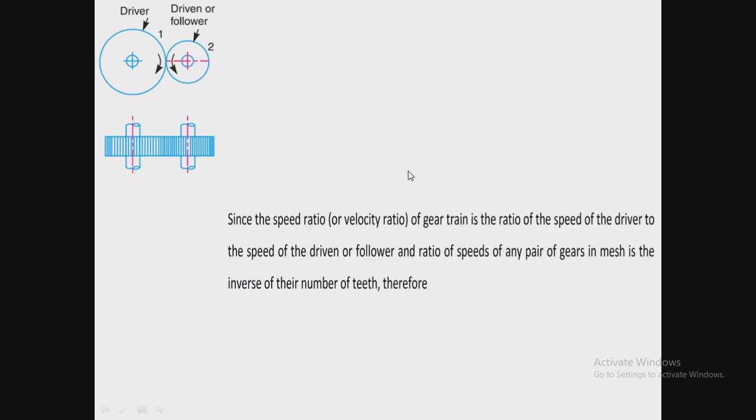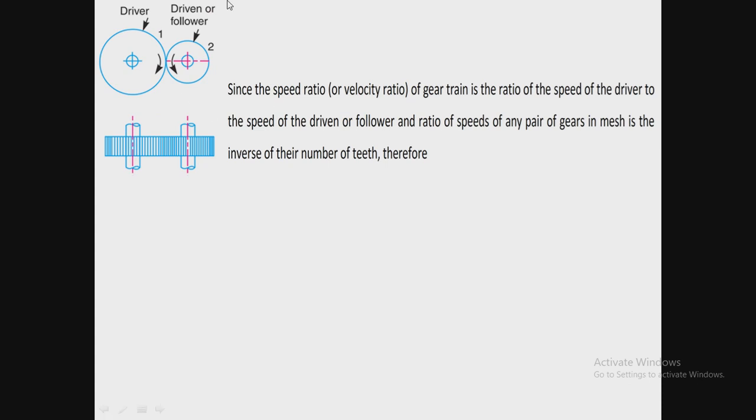Now we see the speed ratio or velocity ratio. What is the meaning of speed ratio or velocity ratio? The speed ratio or velocity ratio of a gear train is the ratio of speed of driver to the speed of driven. So velocity ratio is simply the ratio of speed of driver to the speed of driven gear. Mathematically, N1 upon N2 is called the speed ratio, where N1 is the speed of driver and N2 is the speed of driven. It may also be represented in the form of number of teeth: T2 upon T1 is the speed ratio.